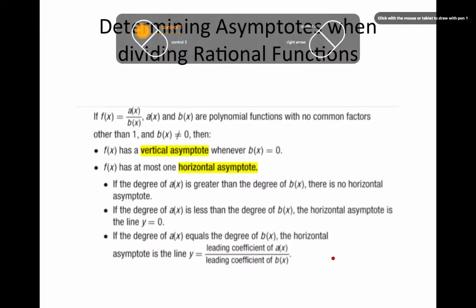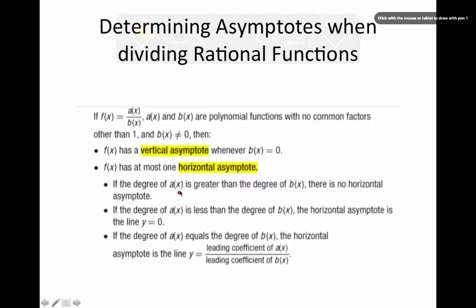Okay, so now let's go back and look at this guy. Now it should make a little bit more sense. If the degree on the top is bigger than the degree on the bottom, there is no asymptote. So that's the top greater than the bottom. If the degree on the top is less than the degree on the bottom, you're always going to get y equals 0. And if the degree on the top is equal to the degree on the bottom, then you simplify the coefficients.